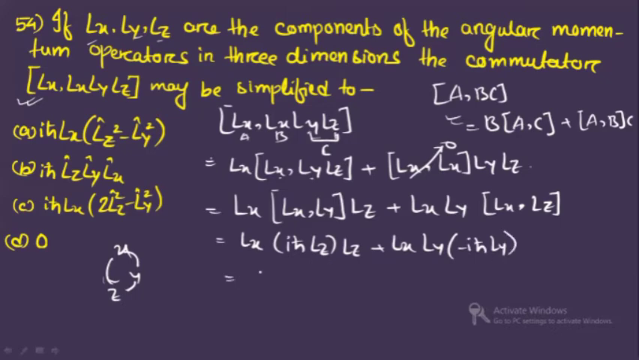Clear? So if you see here, i h cut is common. I am taking it outside. Lx also you can take common. This will give you Lz square, right? The negative sign will come. Lx was taken common, Ly into Ly will give you Ly square. So finally you are having i h cut Lx into Lz square minus Ly square. So the correct option is option A here. You just have to use the commutation relations. Next.